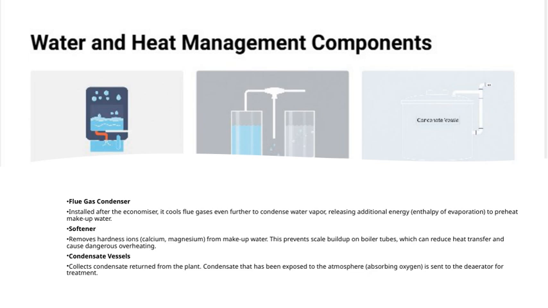Finally, let's discuss the condensate vessels. These vessels collect the condensate that's returned from the plant. Some of this condensate has been exposed to the atmosphere and absorbed oxygen, which can cause corrosion. Therefore, this oxygen-rich condensate is sent to the deaerator for treatment, ensuring that the water going back into the system is clean and free of corrosive elements. All these components work together to enhance system efficiency, protect equipment, and maintain safe operation throughout the plant.